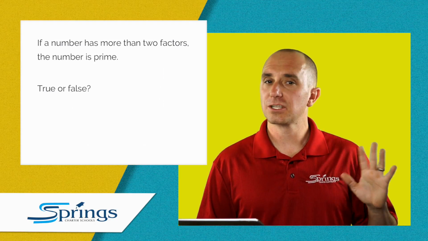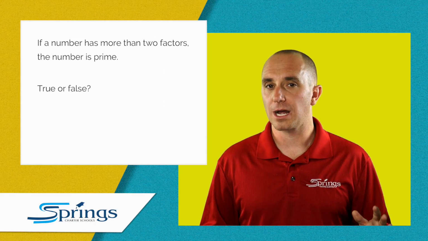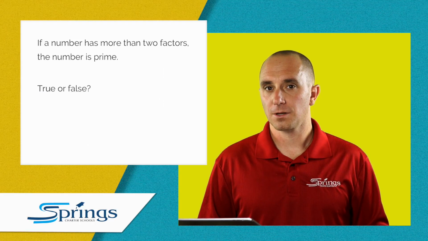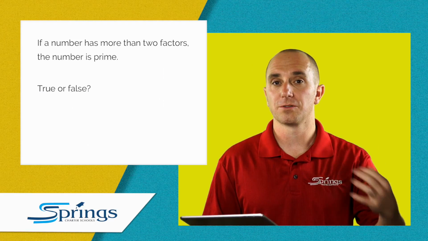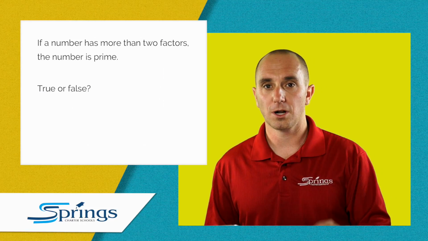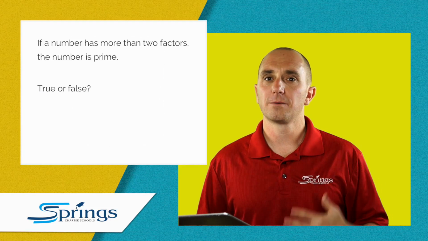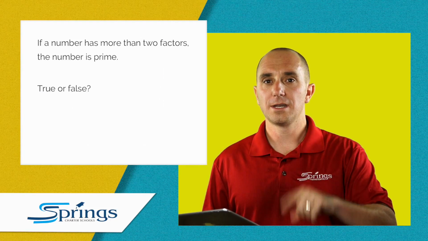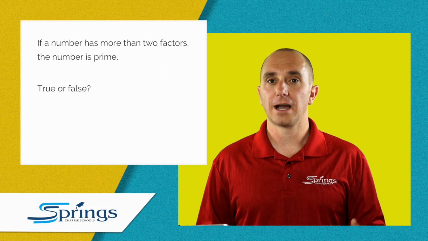All right, now, last question. If a number has more than two factors, the number is prime, true or false? Okay, if it has more than two factors, well, that would be a composite number, so this would be false. Prime numbers, if you recall, are just 1 and itself. What I want you to take away from this lesson is that 1 and the number mean it's prime, only two factors, and if it has more than two factors, it's composite.